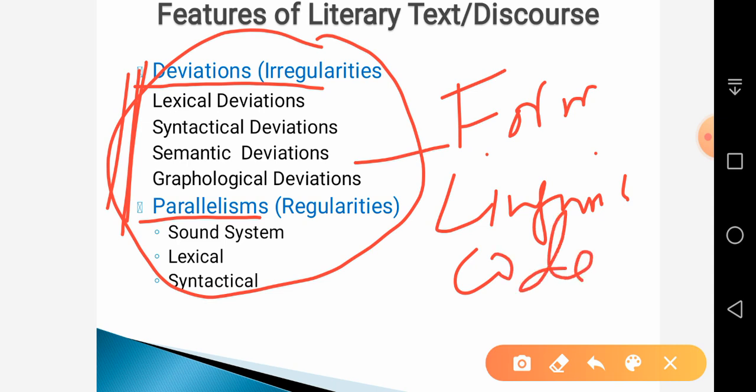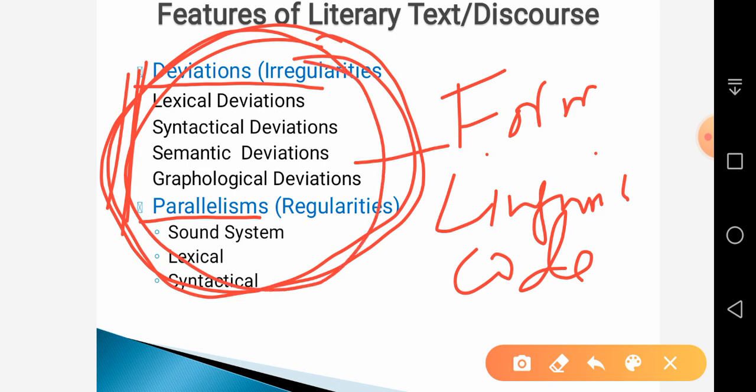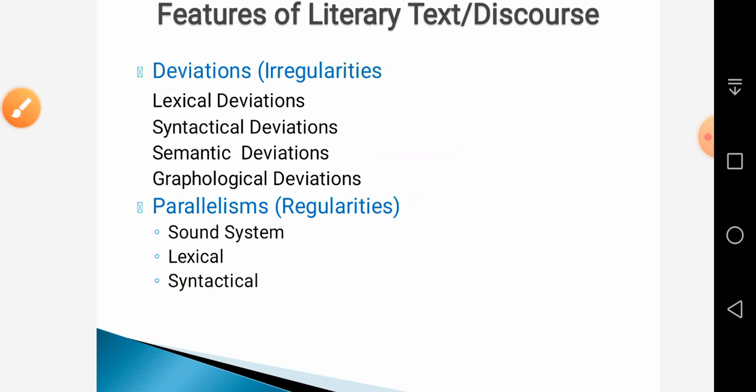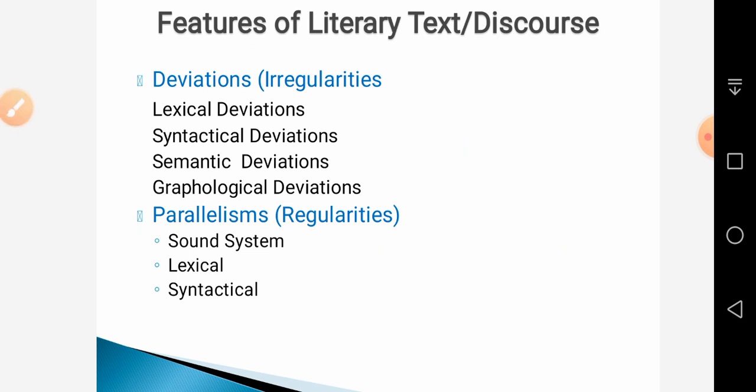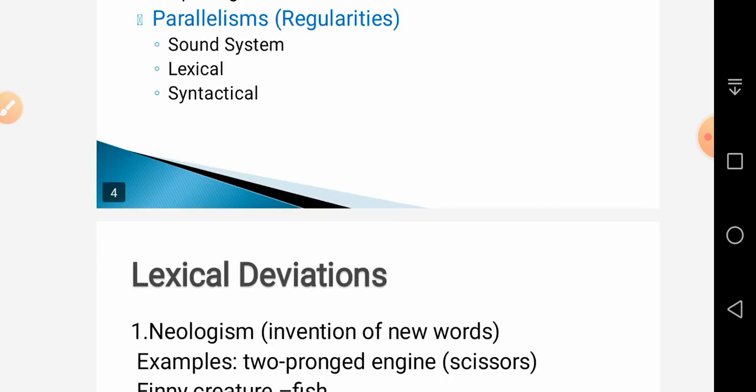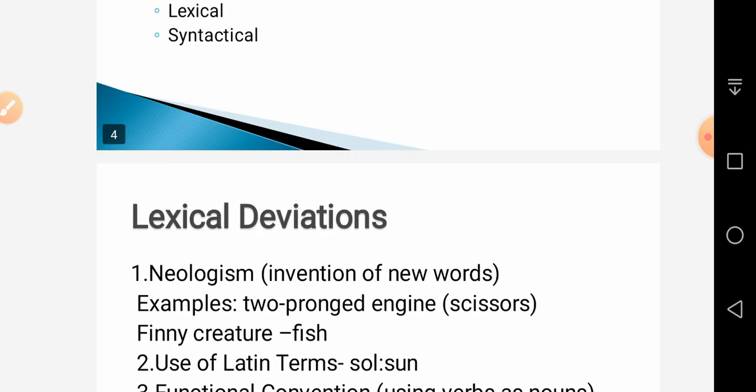So the message, meaning, content, thought, idea is embedded in these deviations and parallelisms. If a reader wants to get at the message, he or she will have to wade through this sea of linguistic code. Okay, now I am going to discuss each of these one by one, but I would rather not discuss them in detail, because today's topic is just to discuss three approaches to literary criticism, literary appraisal. So first I will talk about deviations.